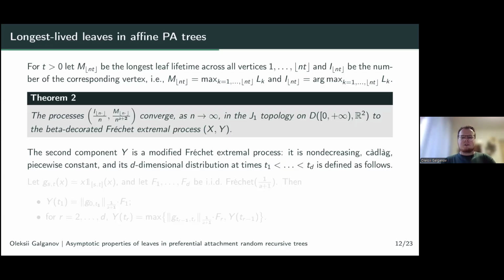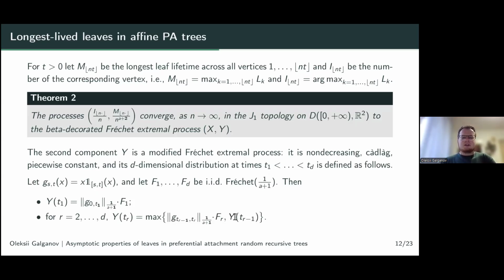Let's introduce some new notation for that. We have some symbols, times from t_1 to t_d. The first value is just a scaled Fréchet random variable. And for subsequent ones, it's either a new Fréchet random variable or the older value, in case it's larger than the new Fréchet random variable.